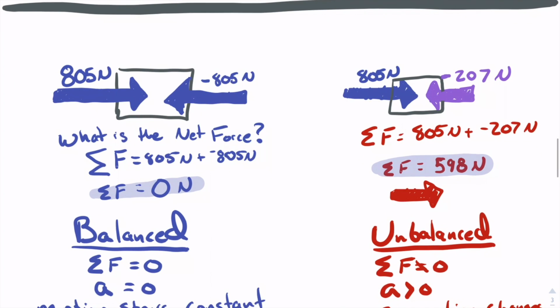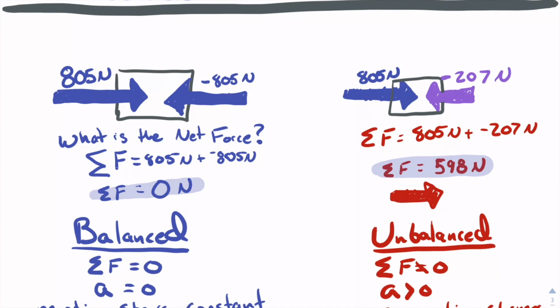Now there's two terms we use to describe what's going on here. One is what we call balanced, and this is when the net force is equal to 0. What this does is it means that there is no acceleration and the motion stays constant. Another way to think about this is if there's no acceleration, it's the velocity that's staying constant. So keep that in mind. You can have balanced forces and still be moving. It just means you're moving at a constant velocity.